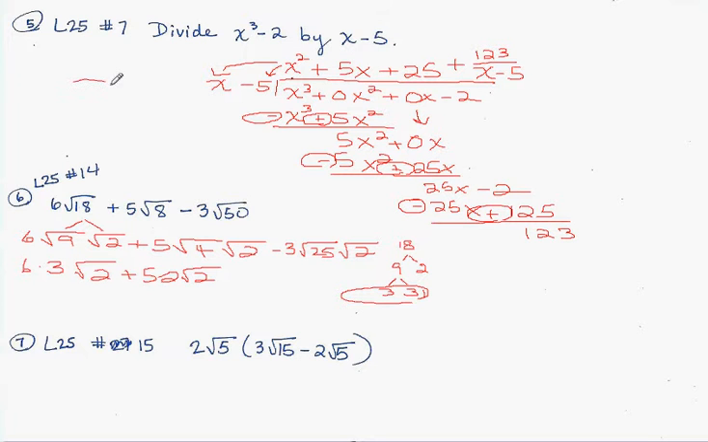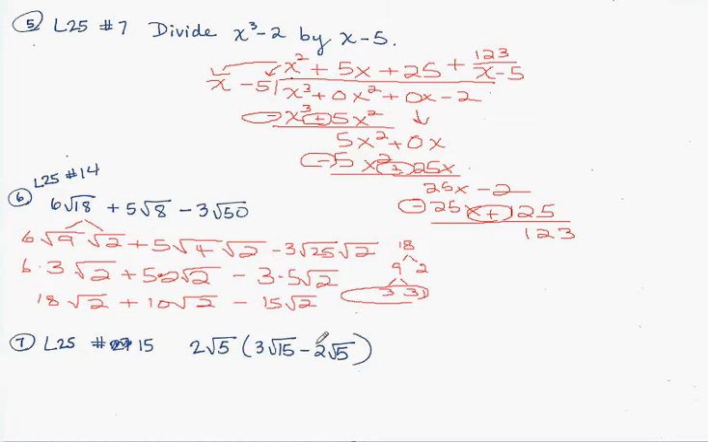That's the times sign. Oops, I just erased that. And then here we have 3 times 5 square root of 2. And that gives us 18 square root of 2 plus 10 square root of 2 minus 15 square root of 2. Isn't it handy that they all are square roots of 2?